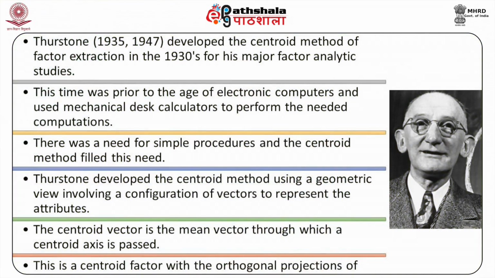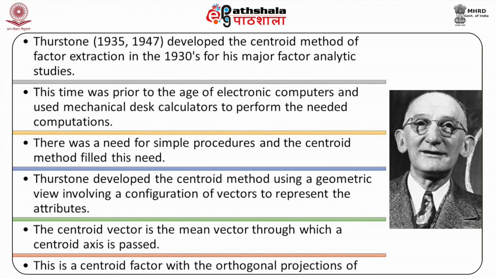Let us first understand the history of centroid condensation. Thurston developed the centroid method of factor extraction in the 1930s for his major factor analytic studies. This time was prior to the age of electronic computers and used mechanical desk calculators to perform the needed computations. There was a need for simple procedures and the centroid method filled this need.